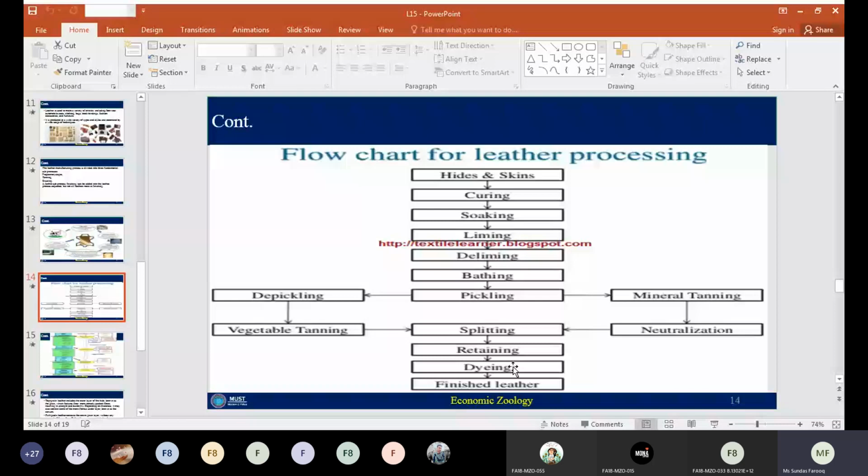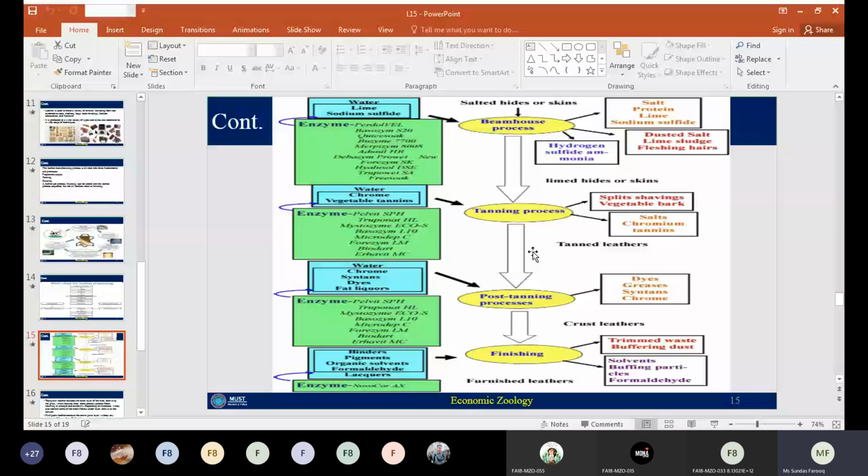If we want to see the detailed process, how these processes are carried out in different types of industry, we can have different types of treatments. The salted hides or skins are the initial products that are provided to commercial industries. These products undergo different types of treatment, that is salt, protein, and different types of lime and sodium sulfide, or sometimes sodium chloride is also utilized for this purpose.